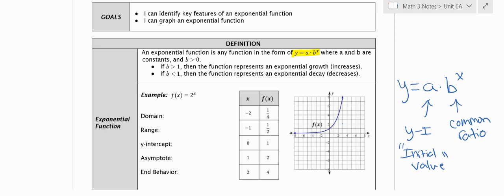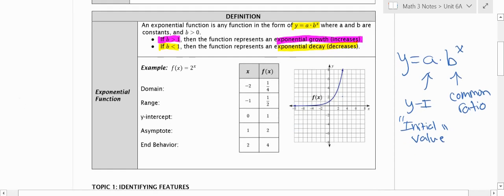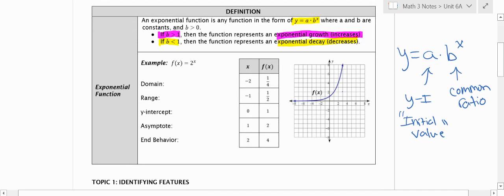So a couple properties we have with that: when our ratio or our growth factor is greater than 1, it's going to be an exponential growth, or it's going to be an increasing graph. When our b value is less than 1, it's going to be an exponential decay, or we'll say that it's decreasing, right? So our a and our b are what we a lot of times use to start our graph, start our table, and then eventually we're going to add some transformations to that.